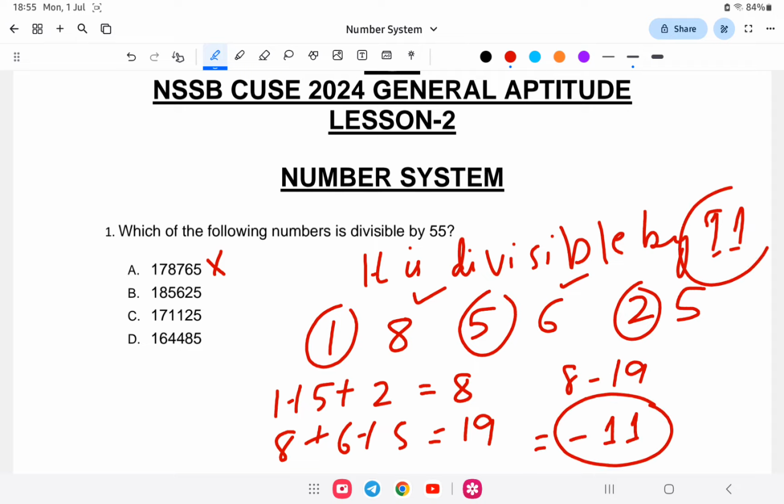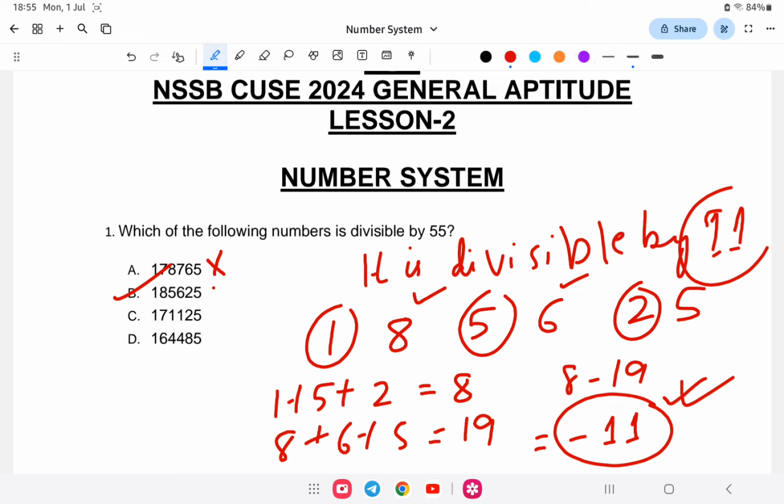That means it is divisible by 11, and B is the correct answer. So this rule is for divisibility by 11.